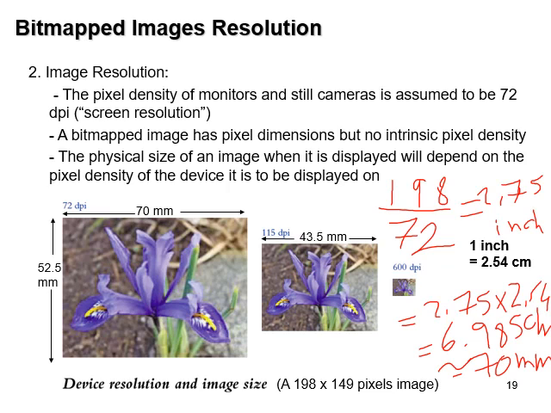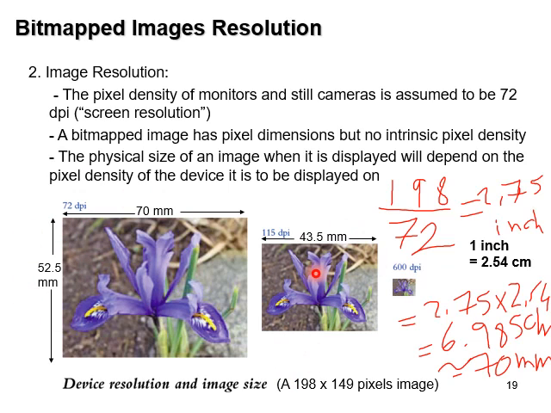Okay. Now you can do the same thing actually on this dimension. If you take the 149 and divide it also by 72, because when you say 72 dots per inch, it's this way or this way. If you divide the 149 by 72, multiply and so on, you get 52.5 millimeters.